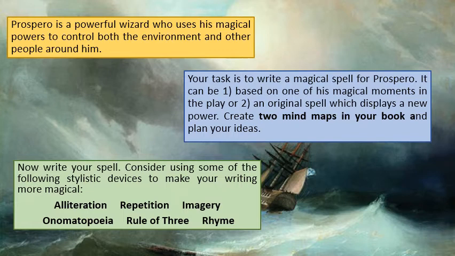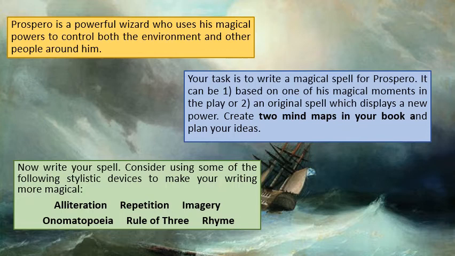Okay, now from those two spider diagrams, I want you to now write your own spell. Make it almost quite poetic. So you need to be thinking about alliteration, repetition, imagery, onomatopoeia, rule of three, and rhyme. All of these things we've talked about previously when we've been looking at descriptive writing. So think about what you could do to make your spell really enchanting, very poetic, quite mysterious. You might want to put in a few nonsense words in there that sound quite magical.